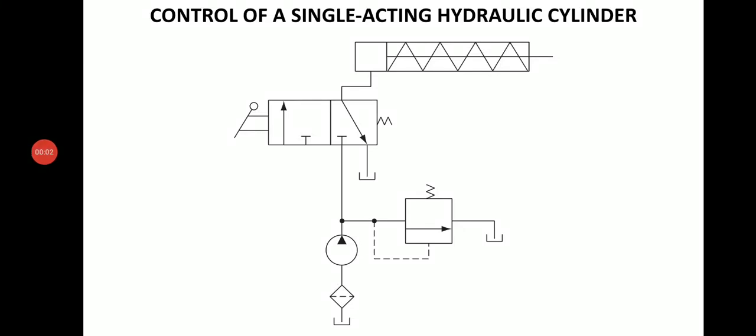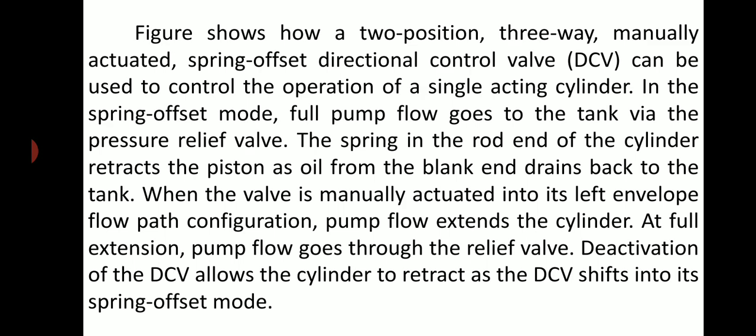Control of a single acting hydraulic cylinder. Figure shows how a two-position three-way manually actuated spring offset direction control valve can be used to control the operation of a single acting cylinder. In the spring offset mode, full pump flow goes to the tank via the pressure relief valve.